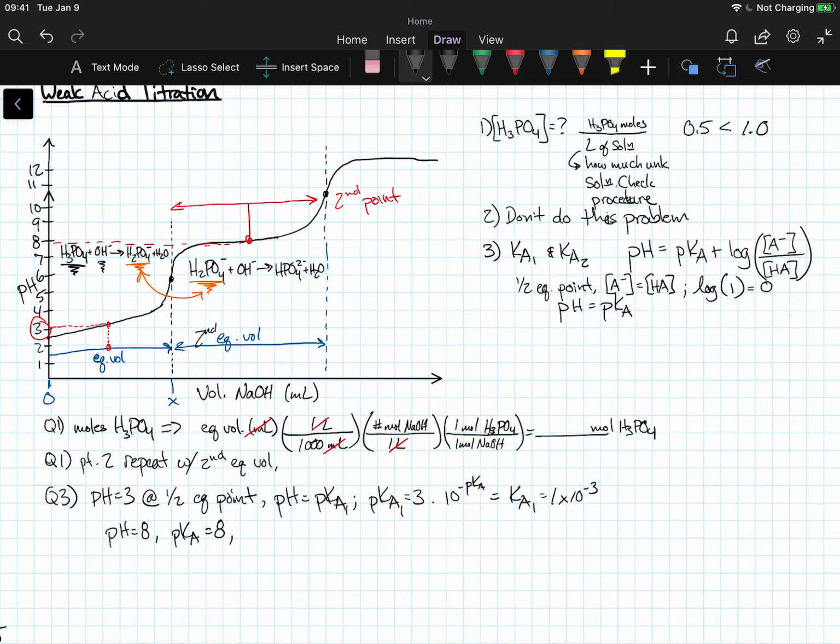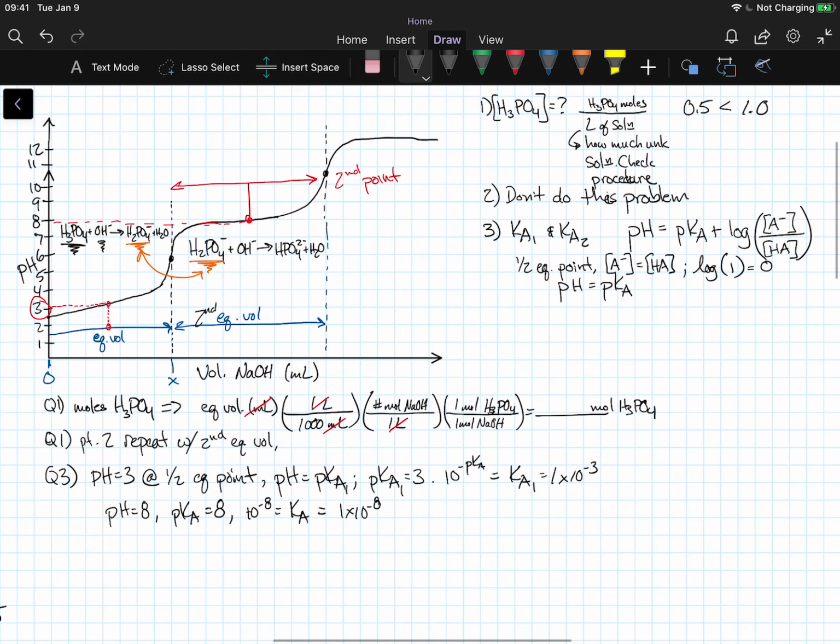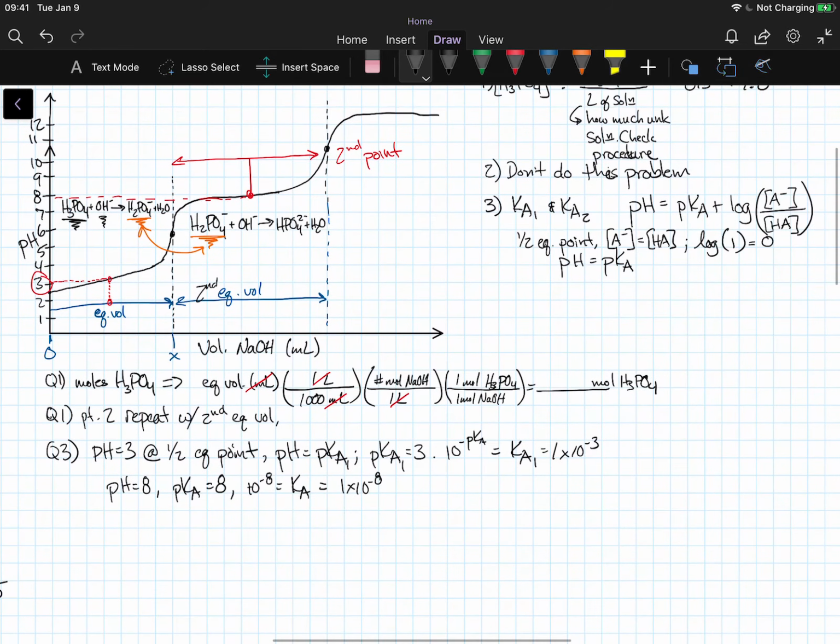And again, you just take the 10 to the negative 8, which gives you the Ka, which, just crunching the numbers on this example, is 1 times 10 to the negative 8th, which again is in the same ballpark as the literature value, so not bad on the estimation part. But again, you want to use your own data for this to actually get the correct values. So that's how we get Ka1 and Ka2.